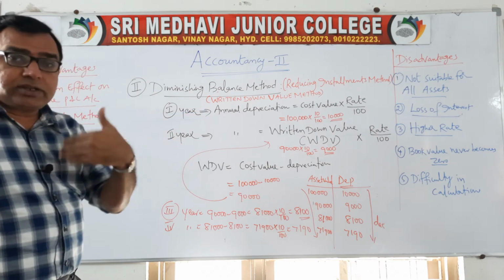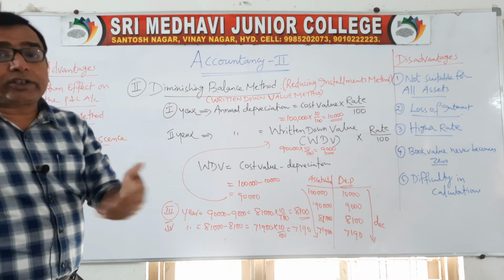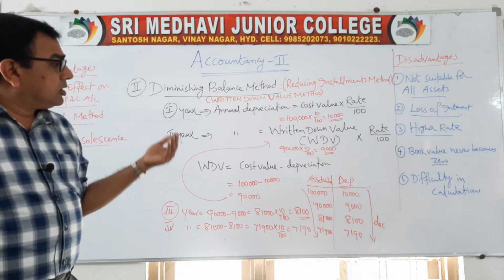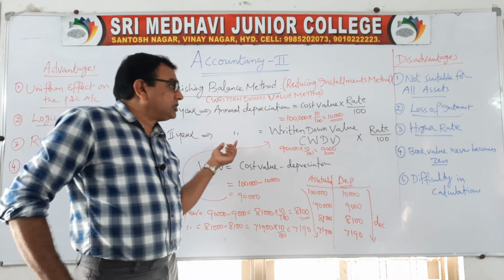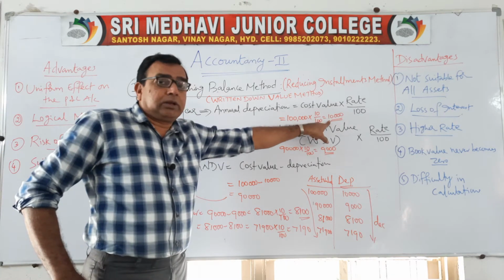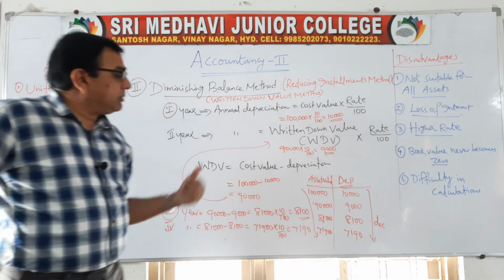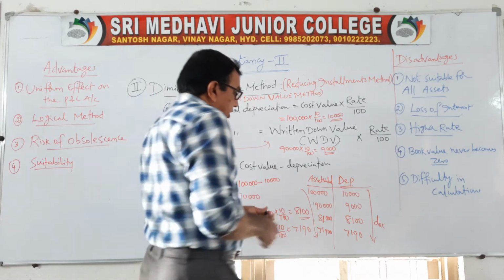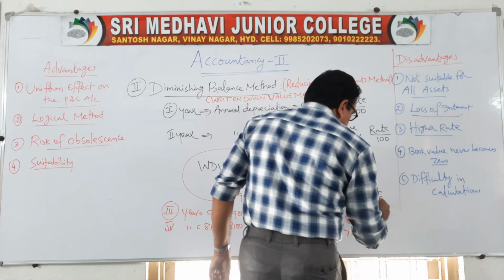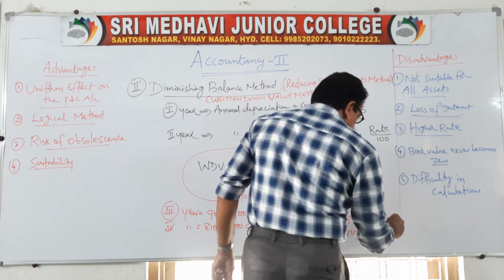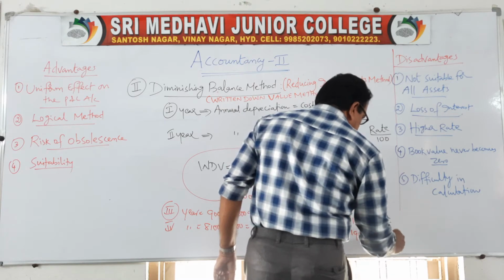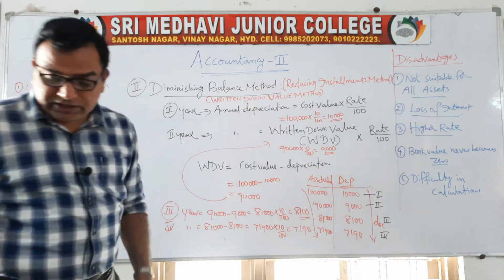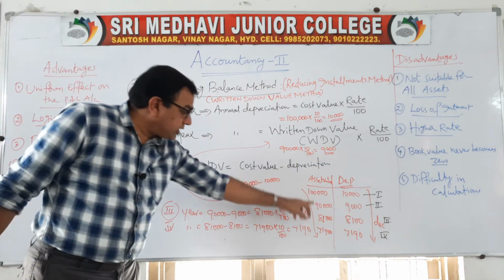From second year onwards, the effect of change of method will come into existence. So under fixed installment method it remains same for all the number of years, but in case of diminishing balance method you can see here. So this is the first year depreciation, this is the second year depreciation, this is third year depreciation, this is fourth year depreciation. Year by year the amount of depreciation is decreasing because the asset value is decreasing.